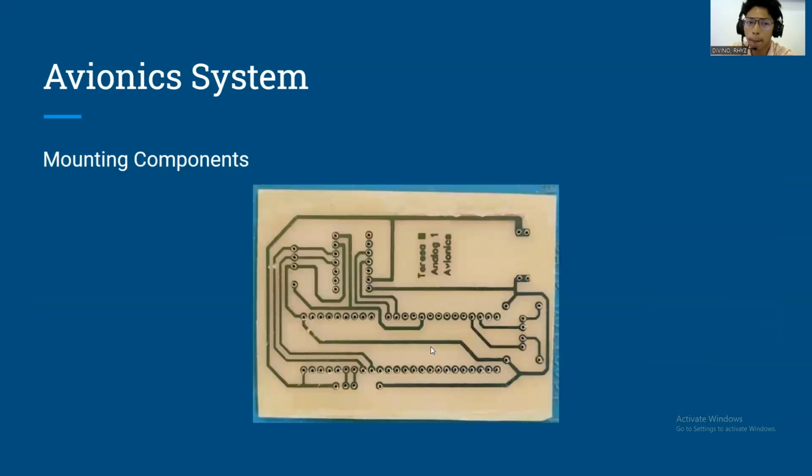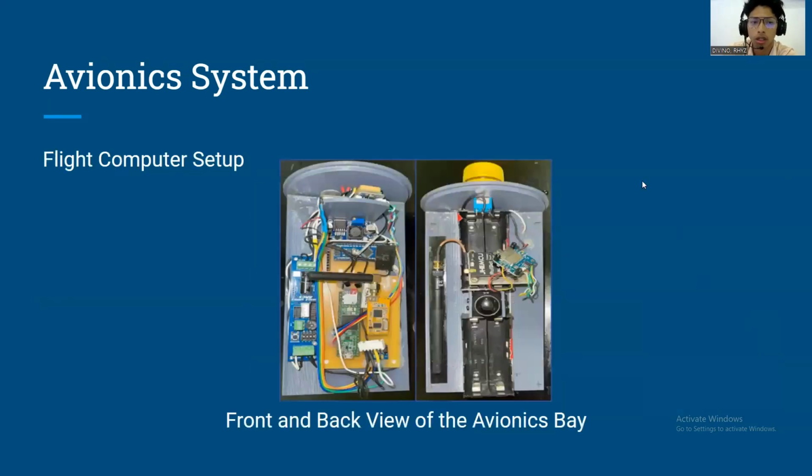So a silicon copper-plated board was used to make the mounting board. We manually etch this component. So this is where the components are soldered onto. This is the overall structure of the Avionics bay, where the Teensy-based flight computer and the commercial flight computer are installed.